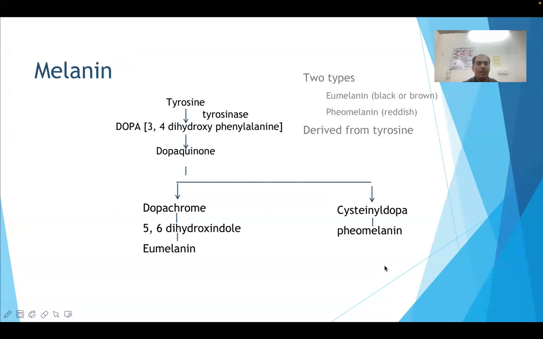So this is the pathway of synthesis of melanin from tyrosine. Tyrosine is converted to dopa with the help of an enzyme called tyrosinase. Thereby, later on, it is converted to dopaquinone. This dopaquinone is passed through two pathways. One is the dopachrome pathway, and the other is the cysteinyl dopa pathway. Through the dopachrome pathway, eumelanin is synthesized, whereas through the second pathway of cysteinyl dopa, pheomelanin, or the red melanin, is synthesized.